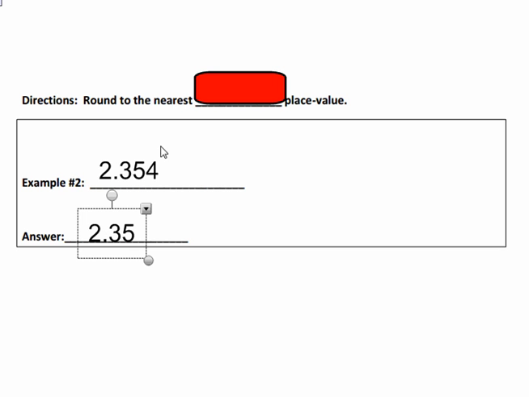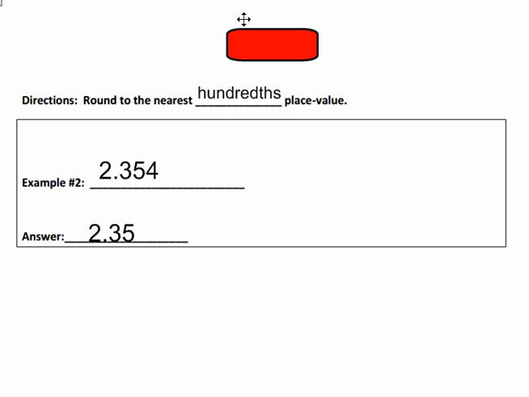Next example. We're going to round 2 and 354 thousandths to the nearest hundredths place value. Right now, 5 is in the hundredths place value. 4 is my deciding number, and I'm going to use the rhyme: 5 or above, give it a shove, 4 or below, leave it low. I'm going to leave it low, so the answer is 2 and 35 hundredths.